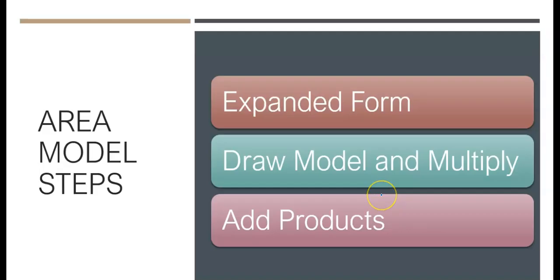Okay, so just like we did previously with the partial products method, we're going to break the area model method down into 3 steps. And those 3 steps are very similar to the partial products method. I'm first going to put my problem in expanded form. Then I'm going to draw my model and multiply the numbers. And then lastly, I'm going to add the products to get the final answer.